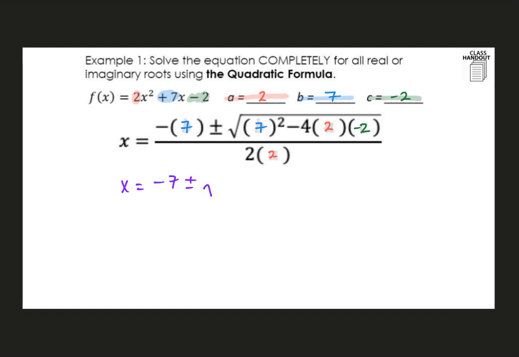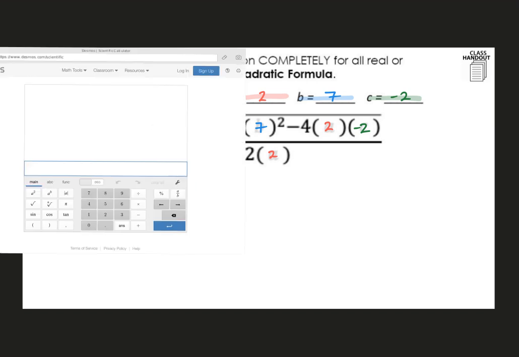Plus or minus the square root. Next, we're going to simplify the part underneath the radical. So we're going to do 7 squared minus 4 times 2 times negative 2. I suggest just putting that in our calculator. So plugging b squared minus 4ac into our calculator, here it is. This is the discriminant. We get 65. Knowing what we learned yesterday, when our discriminant is positive, we end up with two distinct real solutions.